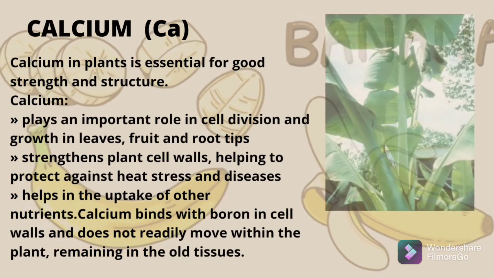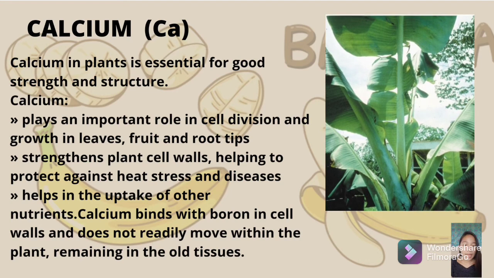Next to potassium is calcium. Calcium in plants is essential for good strength and structure, and in banana production. It also plays an important role in cell division and growth in the leaves of banana, fruits, and root tips. It also strengthens plant cell walls, helping to protect against heat, stress, and diseases.